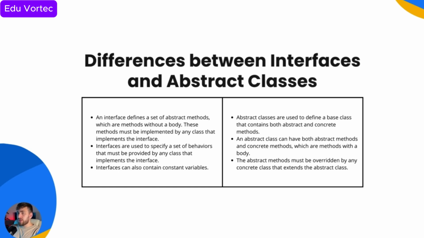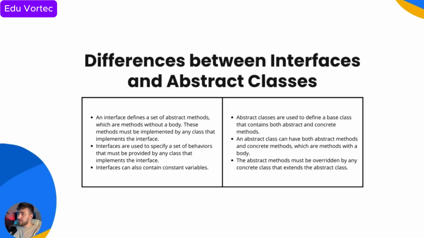Let's start with the differences. Interfaces and abstract classes are similar in some ways, but there are some key differences that you need to be aware of. First of all, let's look at interfaces. An interface defines a set of abstract methods which are methods without a body. These methods must be implemented by any class that implements the interface. Interfaces are used to specify a set of behaviors that must be provided by any class that implements the interface. Interfaces can also contain constant variables.